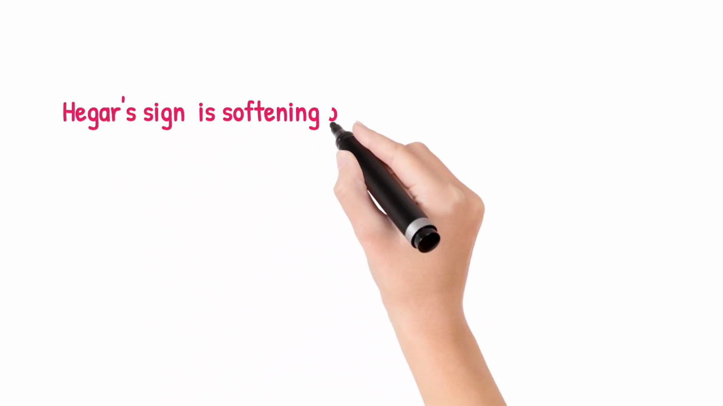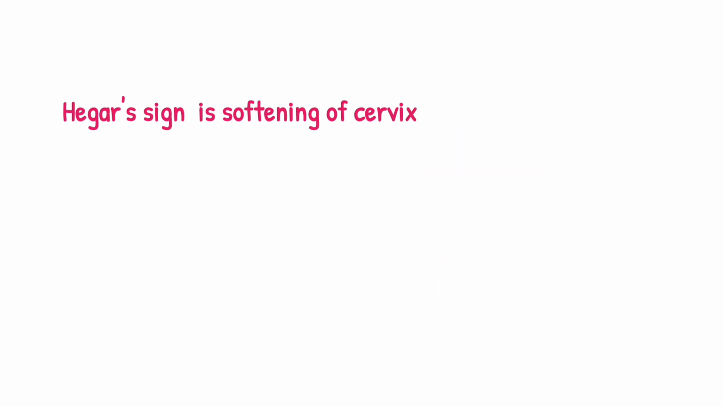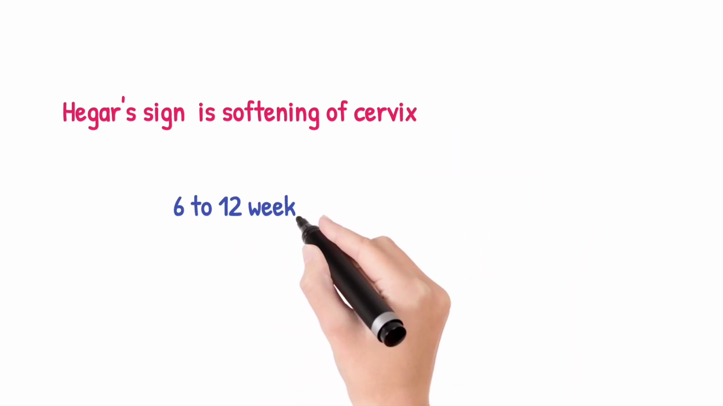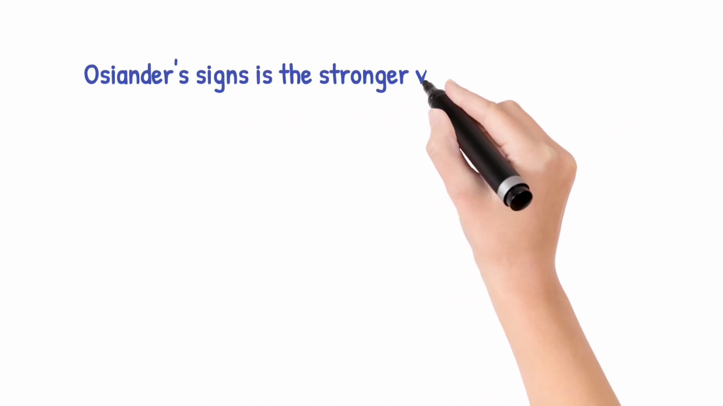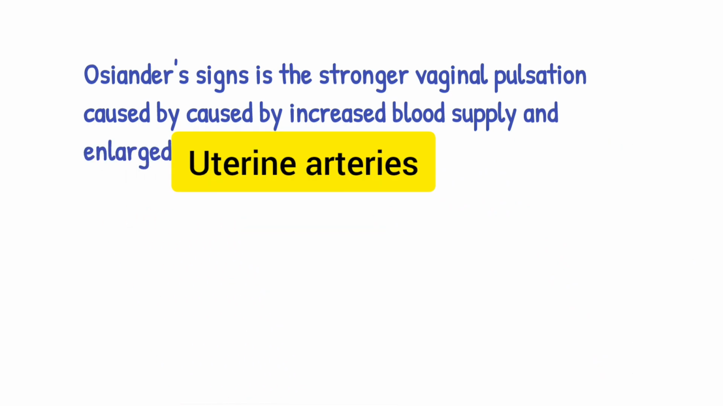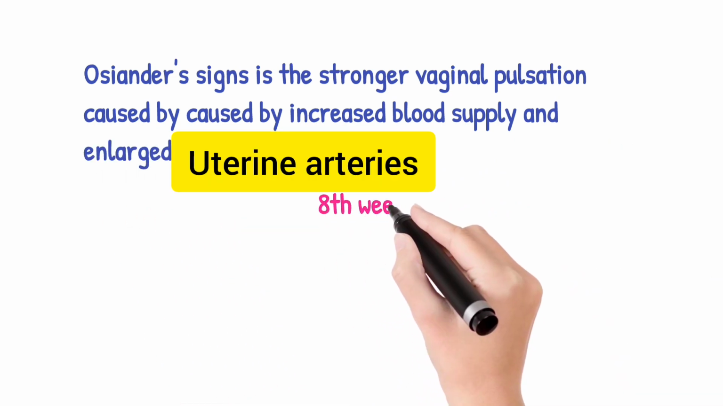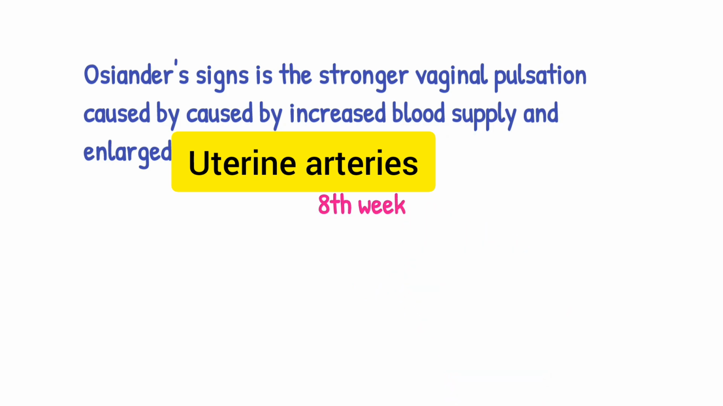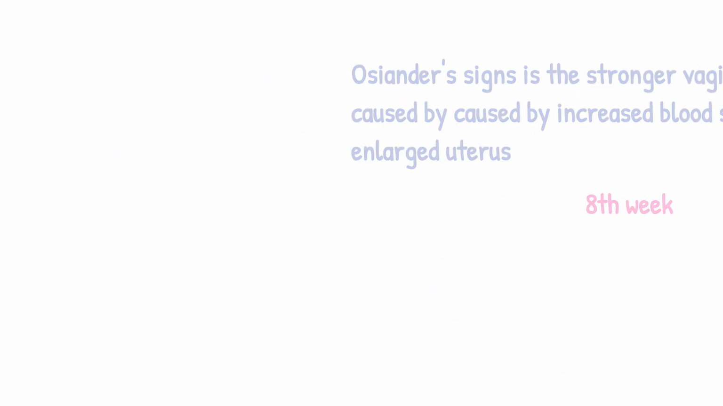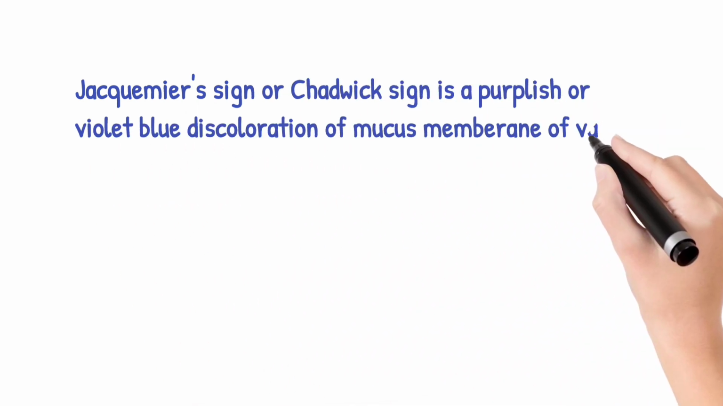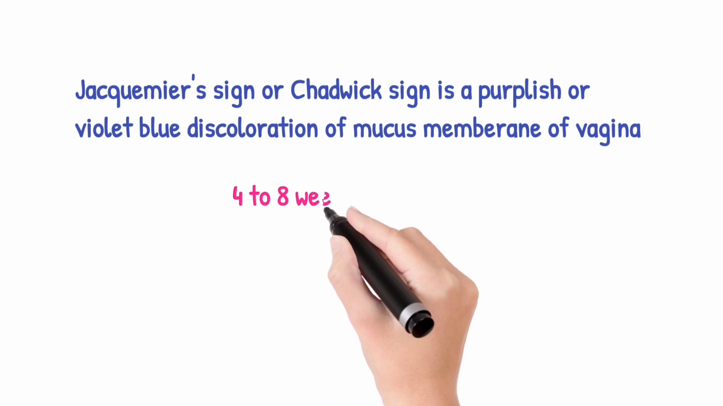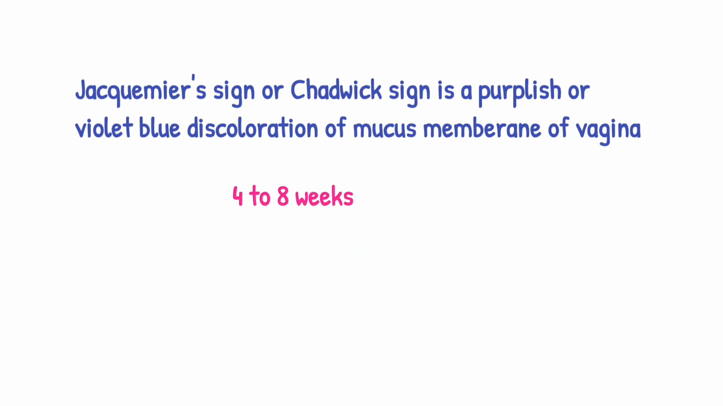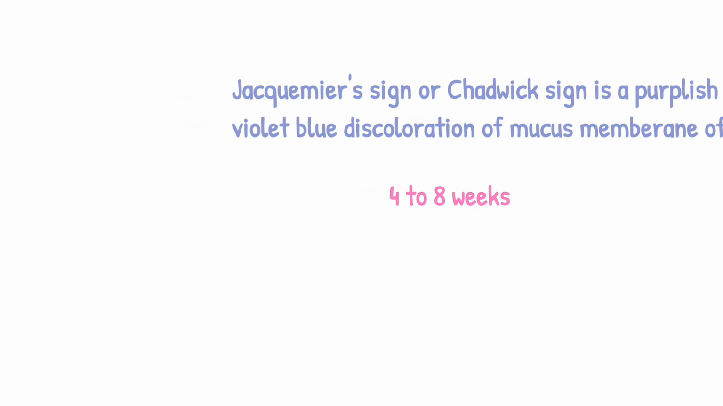Hegar sign is the softening of the lower uterine segment or cervix. It happens around 6 to 12 weeks of gestation. Osiander sign is a stronger vaginal pulsation caused by increased blood supply in the uterus and enlarged uterine arteries. It happens around the 8th week of gestation. Jacquemier's sign or Chadwick sign is a purplish or violet blue discoloration of mucous membrane of vagina. It's seen in 4 to 8 weeks of gestation.